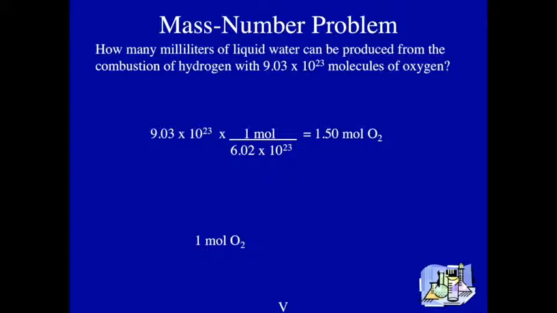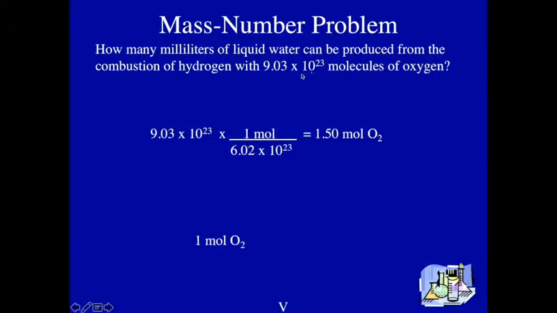Okay, now, this is where we're given a certain number and we're needing to consider mass. Again, the steps are exactly the same for all of these. So how many milliliters of liquid water can be produced from the combustion of hydrogen with 9.03 times 10 to the 23rd molecules of oxygen?